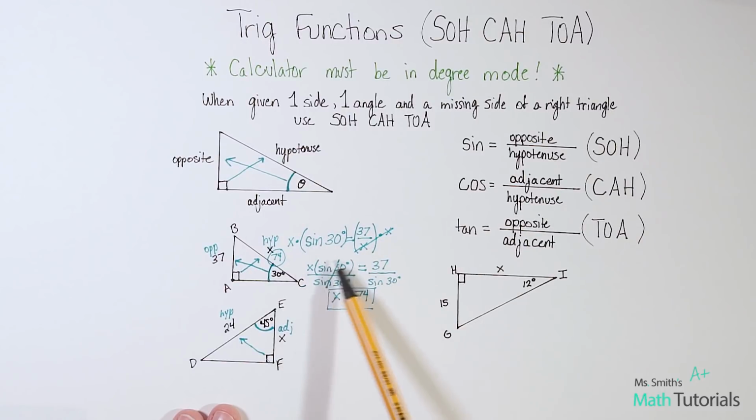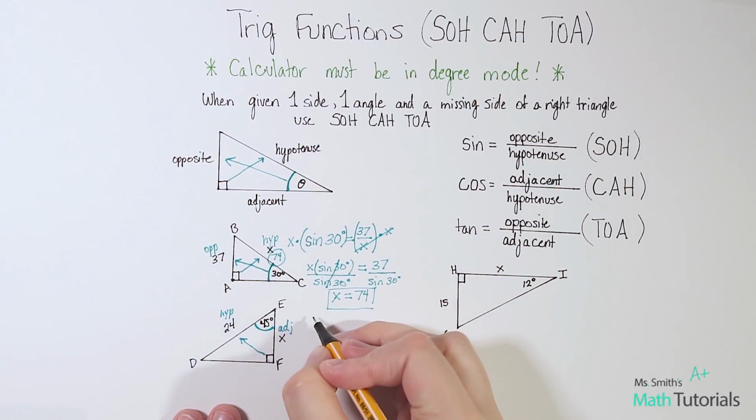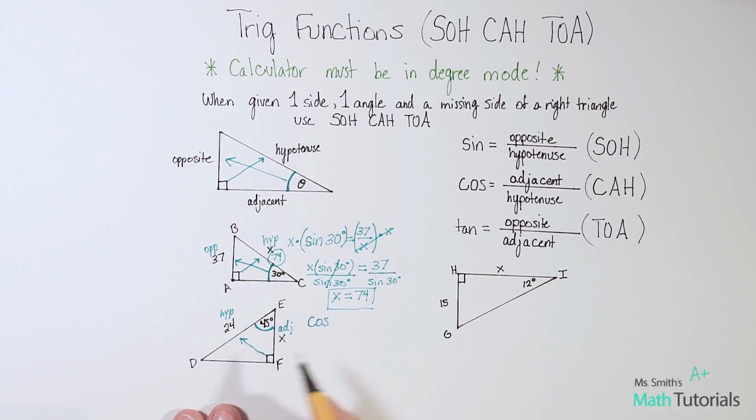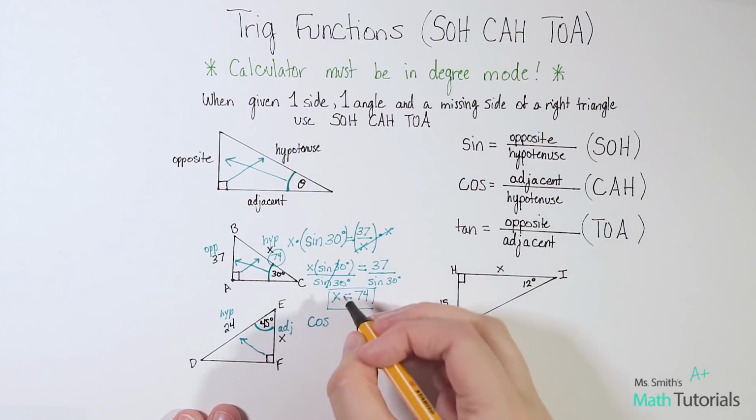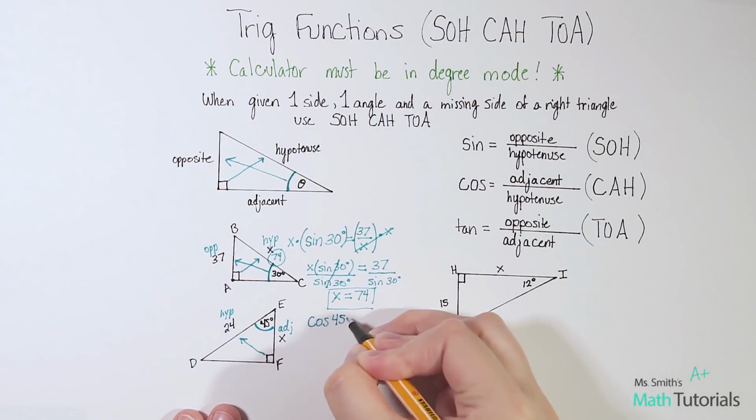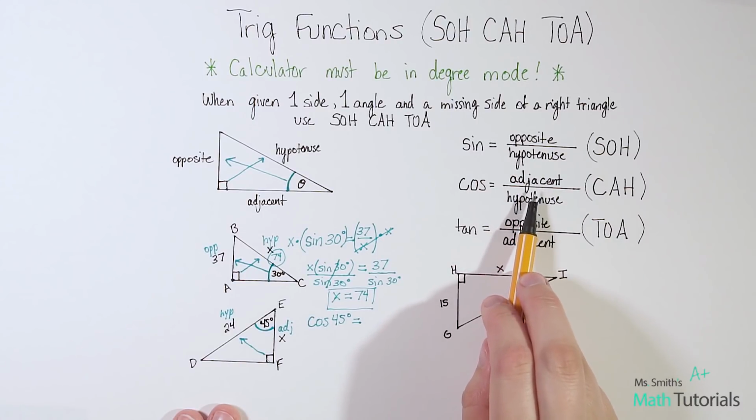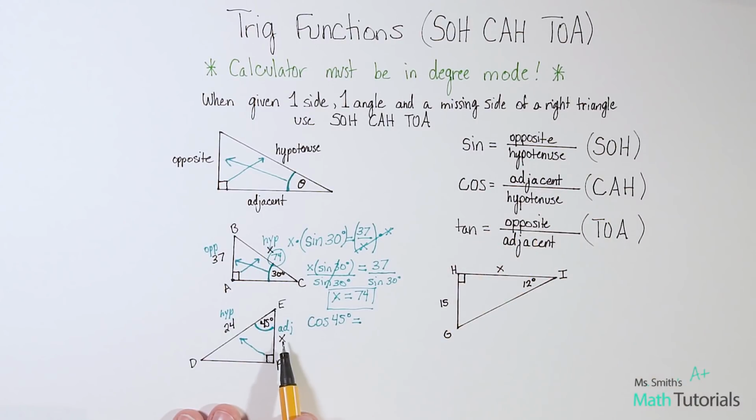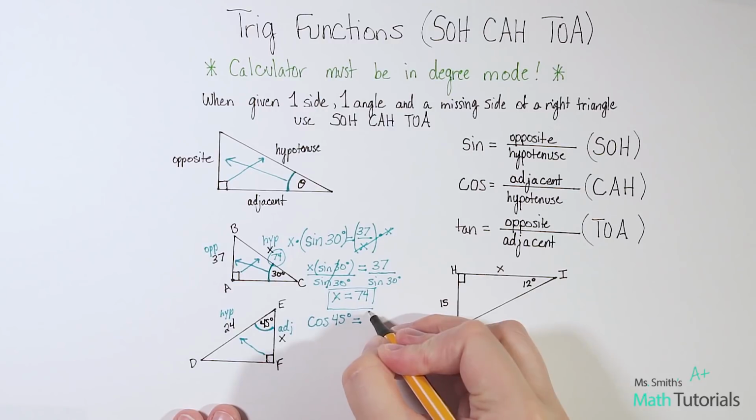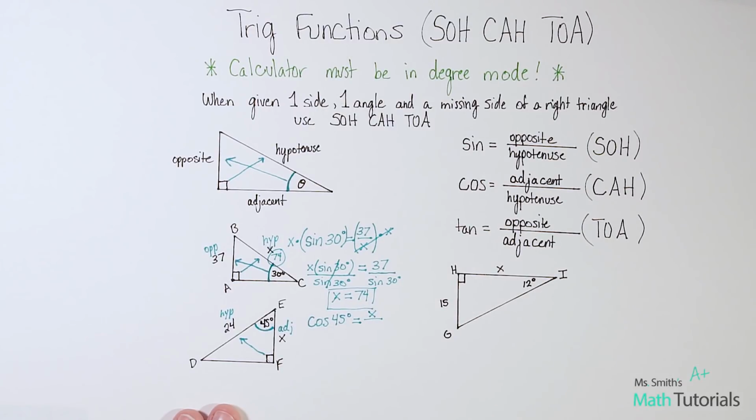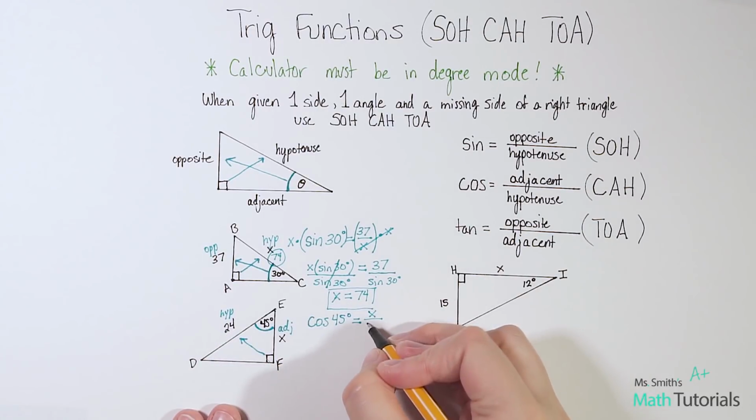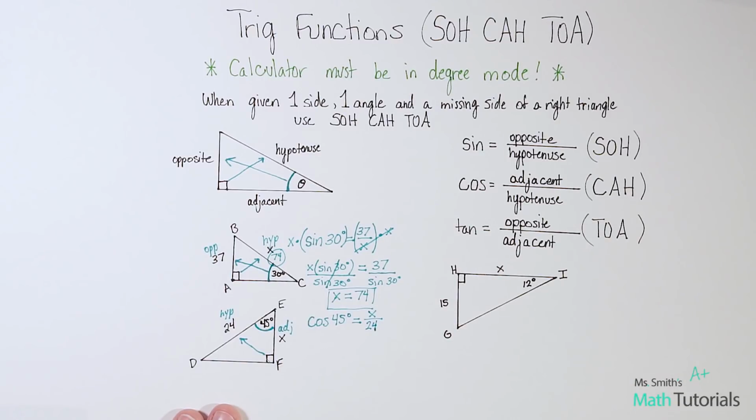Okay, so let's set this up, only this time instead of writing sine, I'm going to write cosine. So I've got cosine of what degree? 45 degrees. And it equals adjacent over hypotenuse. So we said the adjacent was x over the hypotenuse, which is 24. Okay, so I've set up my trig function.